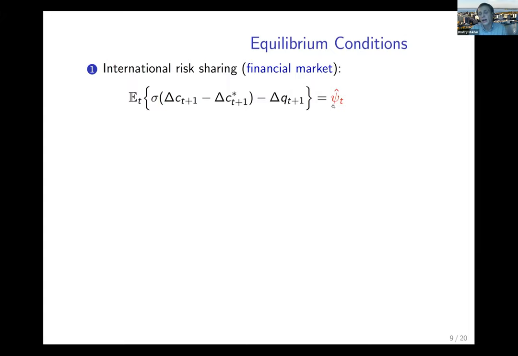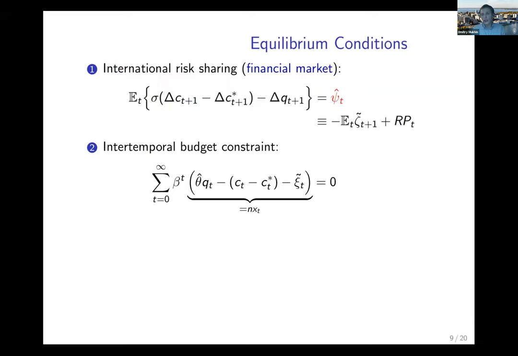And this wedge, psi_t hat, has two sources. So one of them is exogenous. As I said, we allow for this capital control shock, this zeta tilde, which is completely exogenous in the model. And the second component is endogenous. This is the risk premium. So if we take the original risk sharing condition and we log-linearize it, we have not only the first order term, but also higher order terms. And so they are all combined into this risk premium term.